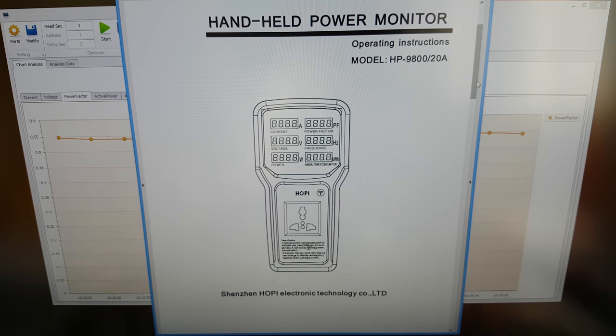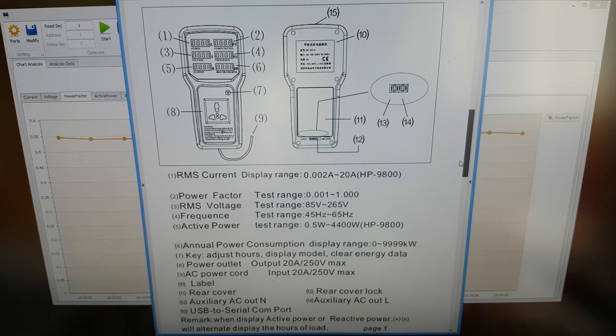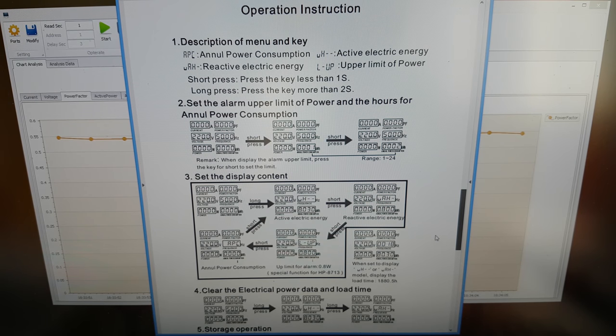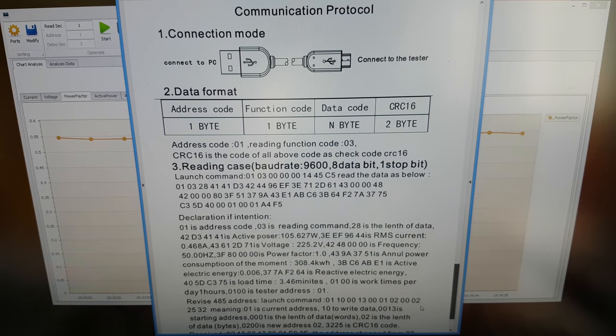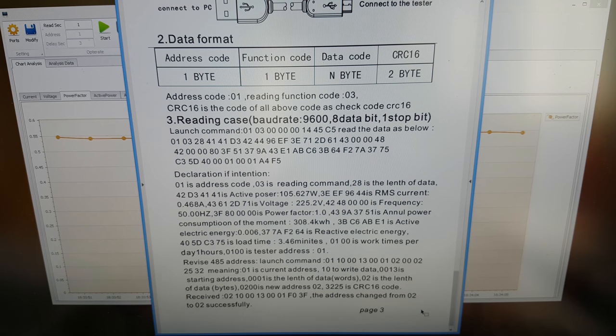So the PDF that I'll give a link to, it's for the 9800 20 amp version, which is what we have, and it has some detail about the functionality. A lot of this is the same as we see in the paper that came with it, the operating instructions. But additionally, it has this comms protocol for the communications port. So you could maybe integrate this into other equipment like a Raspberry Pi or whatever to help collate all your data together.